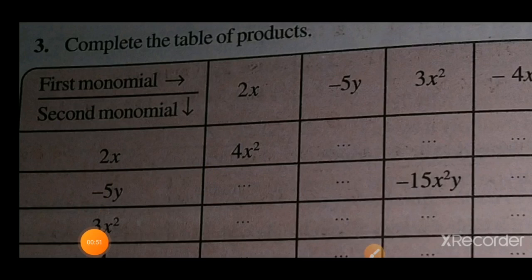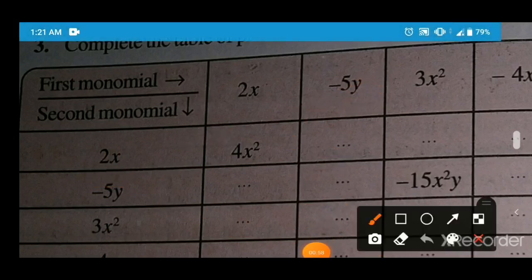Similarly, we multiply this 2x with this minus 5y. So 2 5s are 10. So we can write here minus 10 and it is x and y. Both are different quantities. So we write x and y both in this. So it is 2 3s are 6 and x is raised to the power 1 plus 2, that is 3. So we can write here it is 6x raised to the power 3.